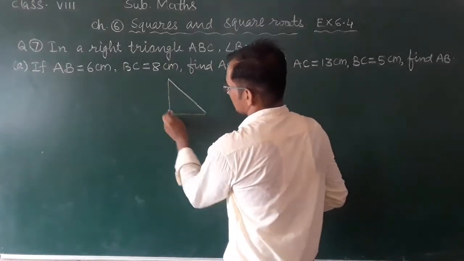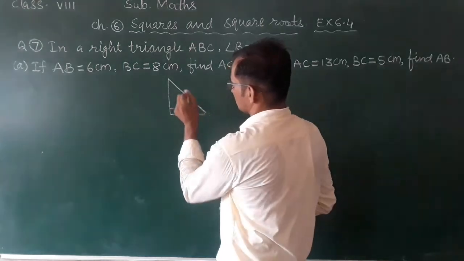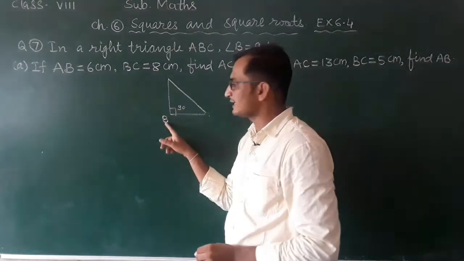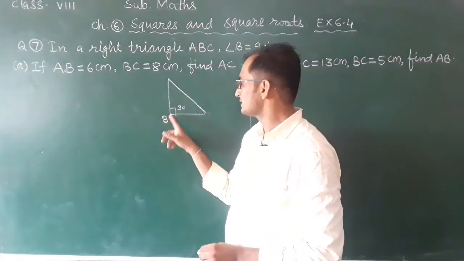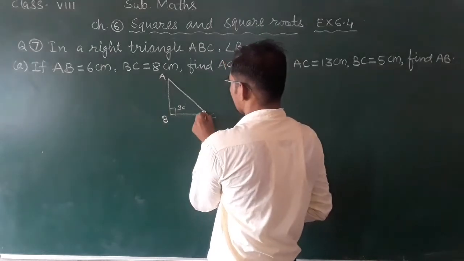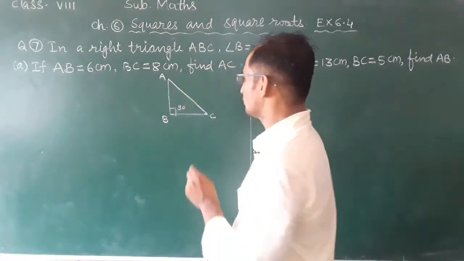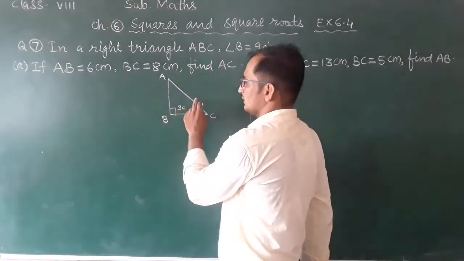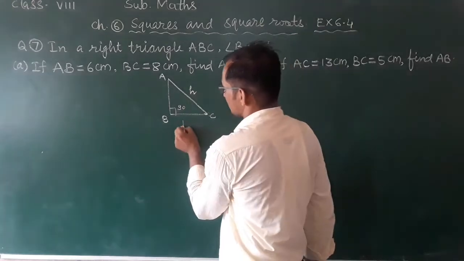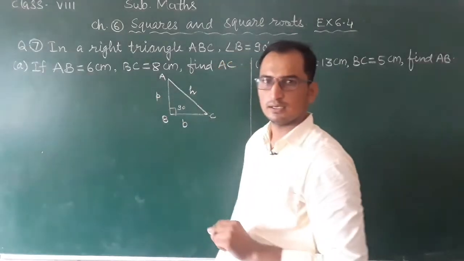Okay, this is 90 degree, this is a right angle triangle. And angle B means this is vertex B. This is 90 degree. Clear? We can write here A, B and C. This is triangle ABC. You know very well, the side opposite to the right angle is the hypotenuse, this is base and this is perpendicular. Clear?